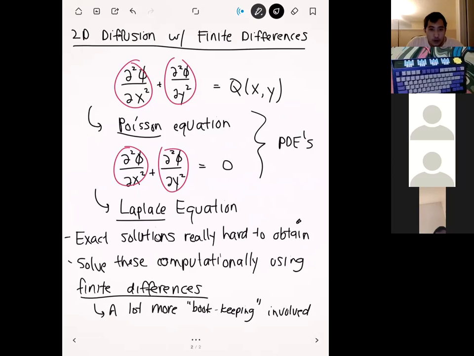Okay. And so you'll see what I mean by bookkeeping in a second. I think that's generally the thing that confuses people more than actually the finite difference stuff. But we'll get there eventually. Okay. All right. So let's start by talking about how we can actually discretize our domain.